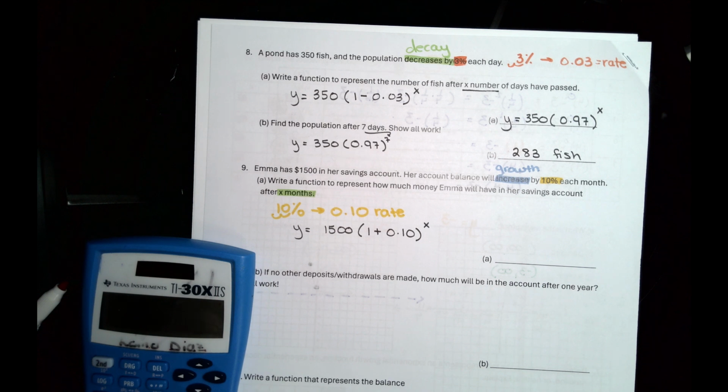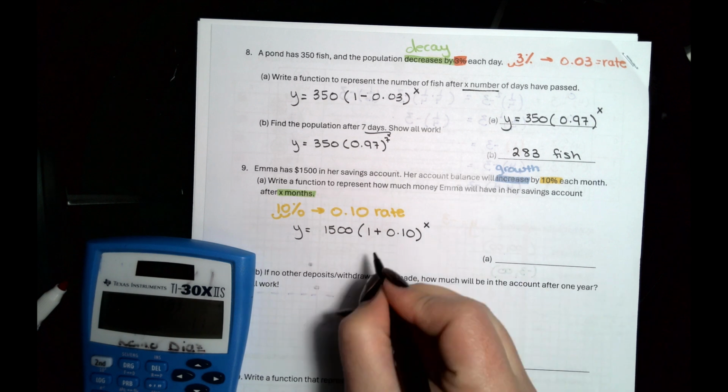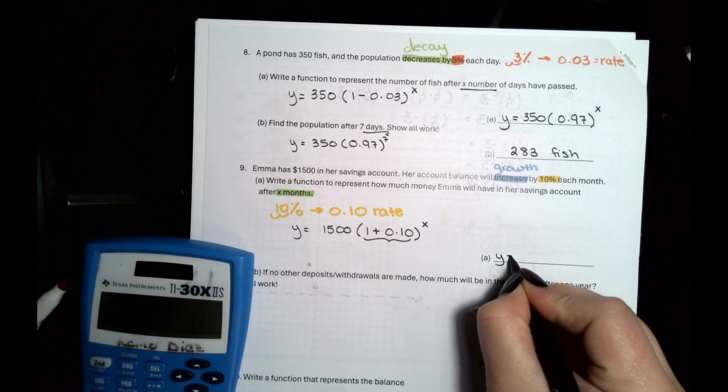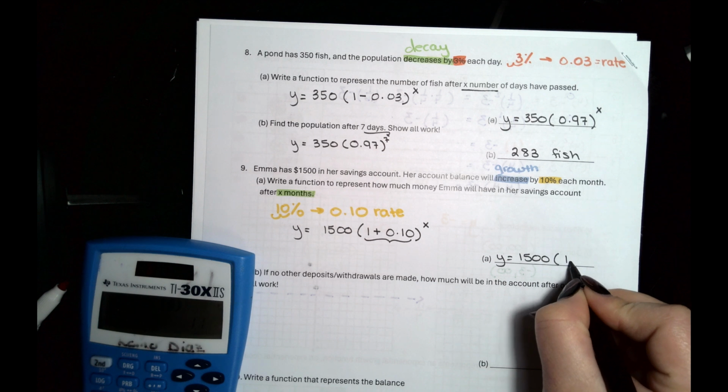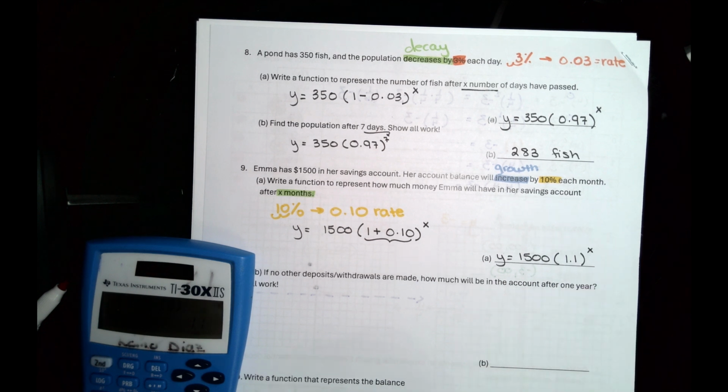Now again, most of you kept your answers like this. That's okay, but it is more correct to simplify this and then write your answer without having the addition on the inside. So this is 1.1 to the power of x.